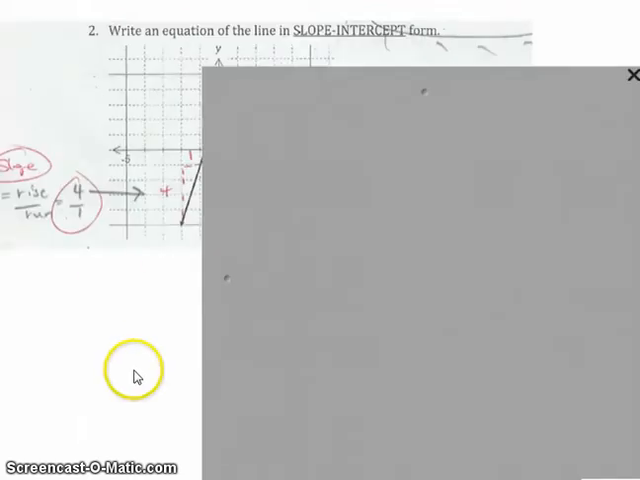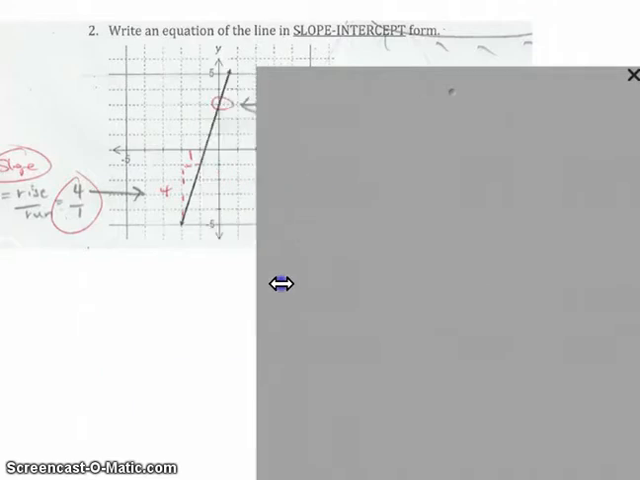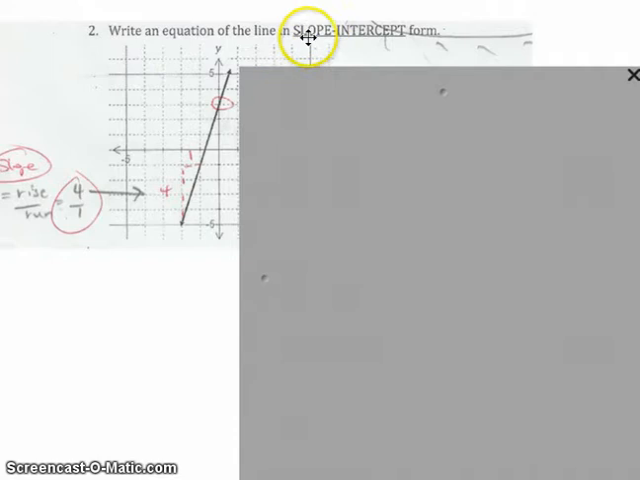In this case, you're asked to write the equation of the line when you can see the line. Let me uncover this a bit and I'll show you that you can see the line there. So again, slope-intercept form, I need those two pieces. Whenever it's slope-intercept, those are the two pieces I need. Well, I can count off the slope.